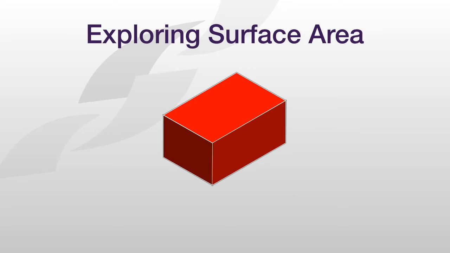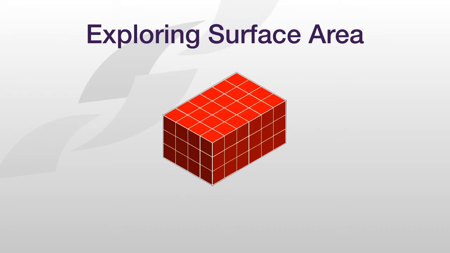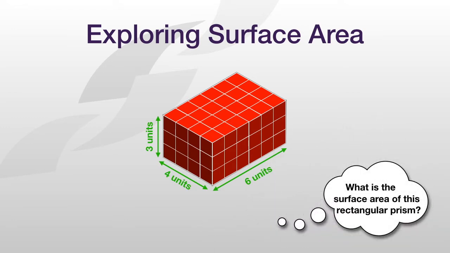To determine the area of each face, we need to have dimensions, so we could figure out how many square units are on each face. From the grid, we can see that the width is 4 units, the length is 6 units, and the height is 3 units. You have enough information now to determine the total surface area of the prism. Before we explore together, take some time to think about how you would calculate it.